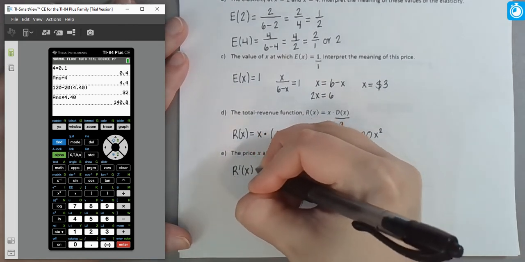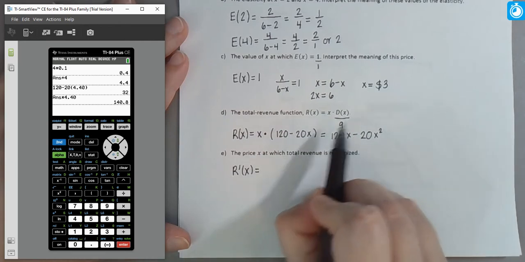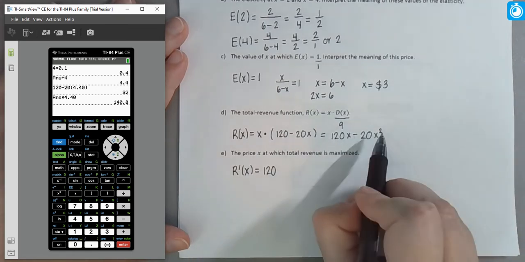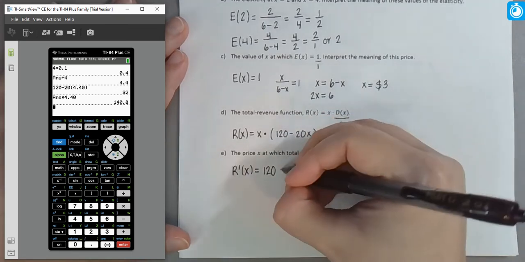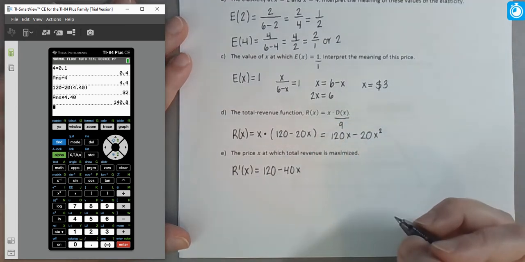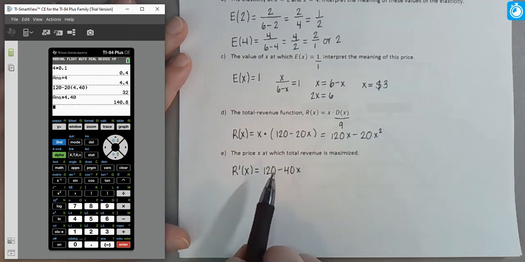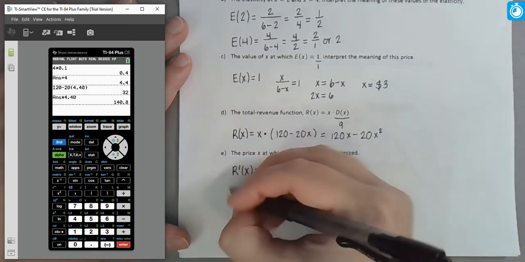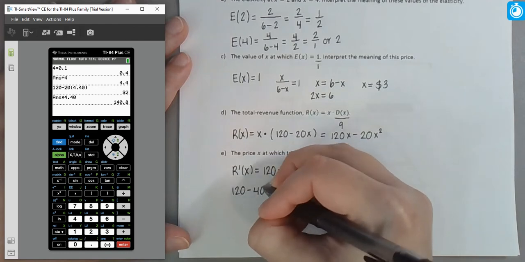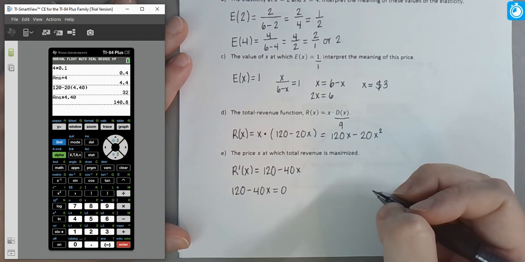So we need to start with our derivative. So R prime of x, take our derivative for our revenue function. So 120 for the first term, minus, bring down your 2, so 40x. So there's our derivative. That function tells us how our revenue is changing. So we want to determine, where is the derivative going to be equal to 0? Where do we potentially maximize our revenue?